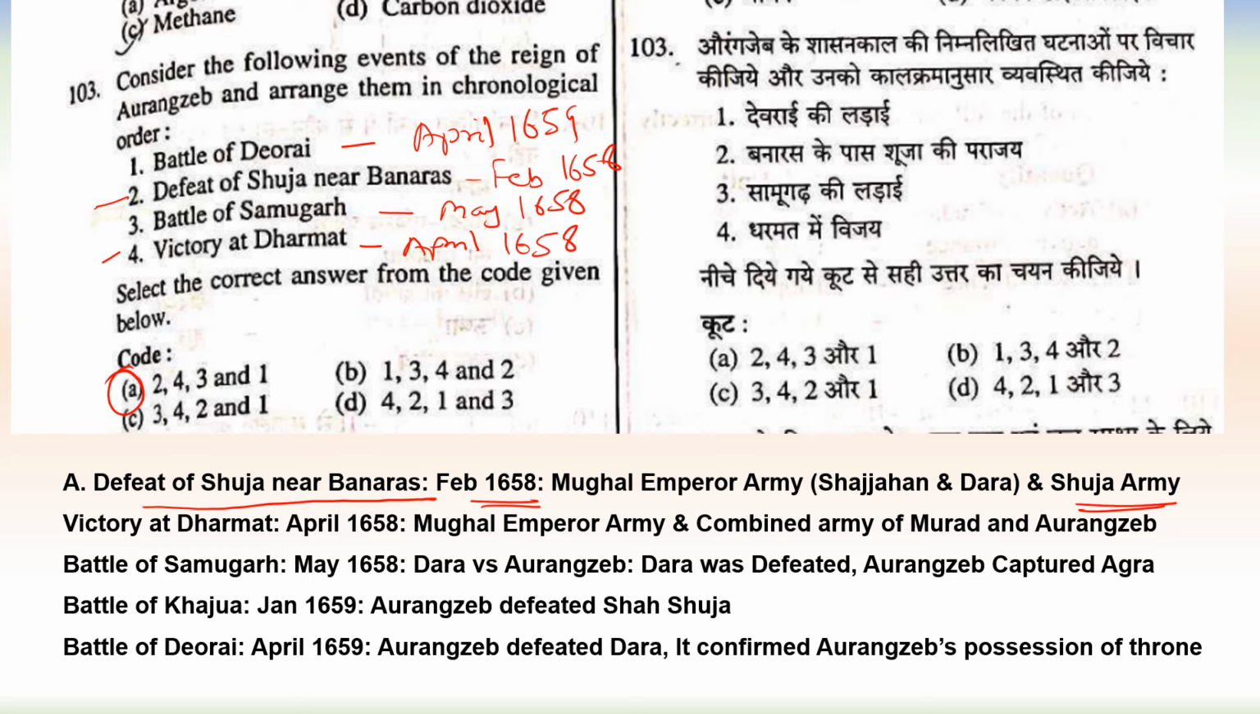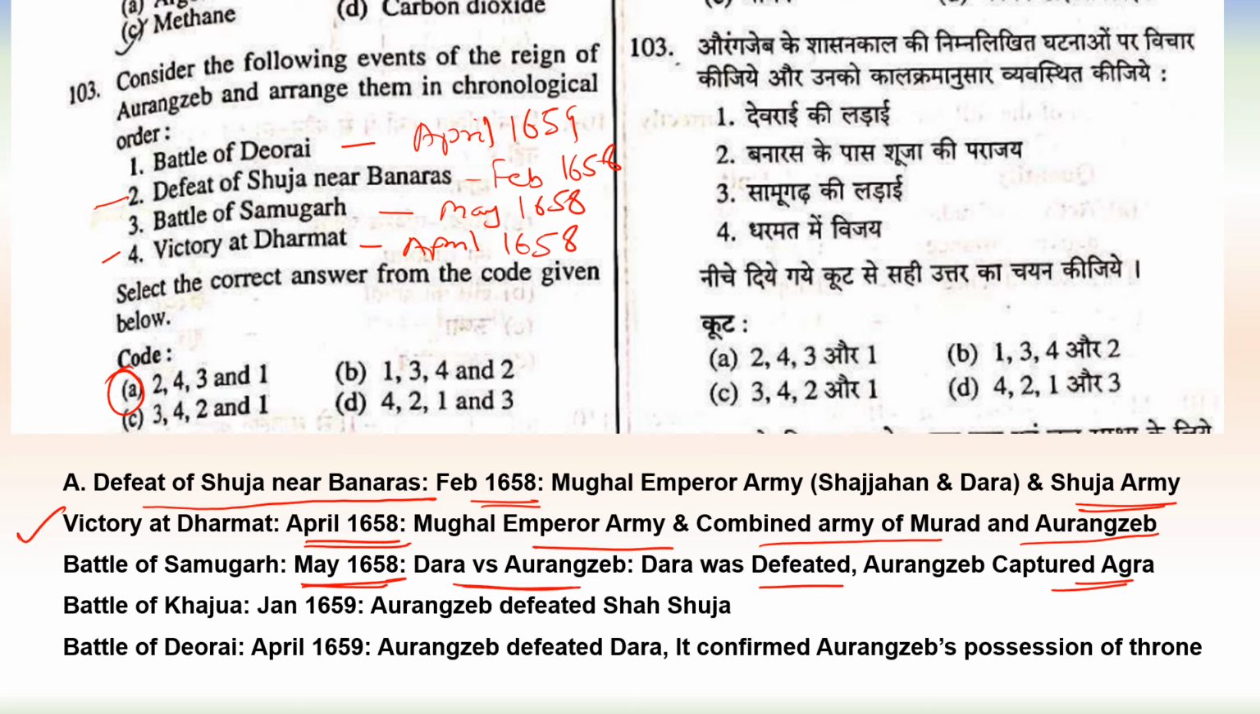Victory at Dharmat. So this happened in April 1658. This was between Mughal Emperor army and combined army of Murad and Aurangzeb. Then happened Battle of Samugarh, May 1658. This was between Dara versus Aurangzeb. Dara was defeated. Aurangzeb captured Agra.